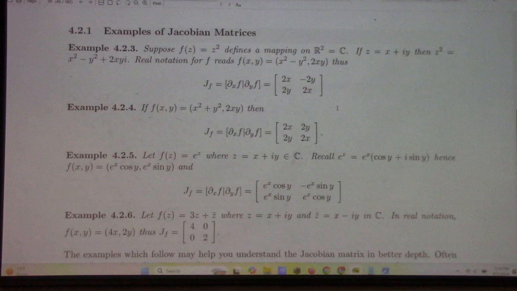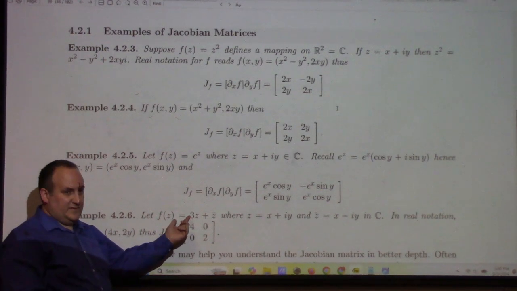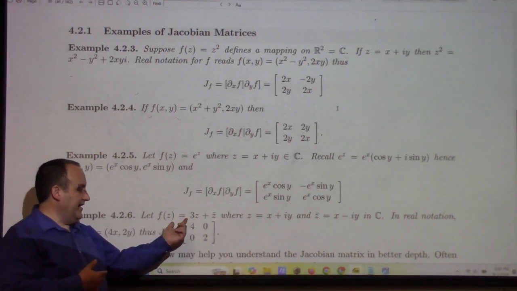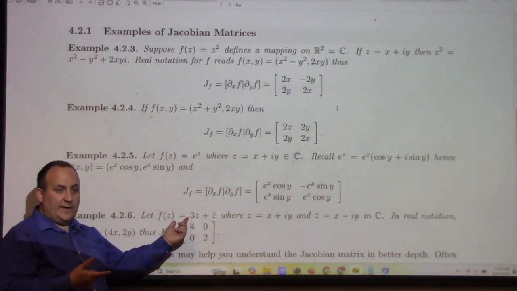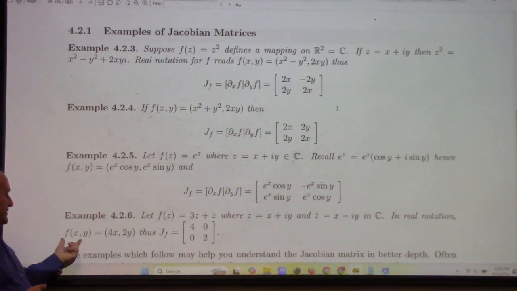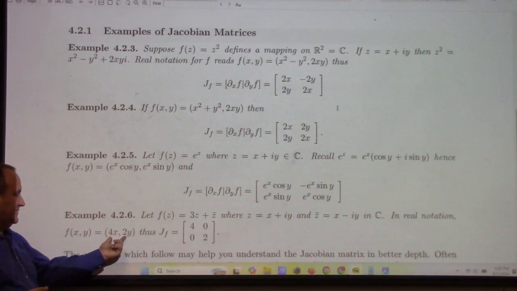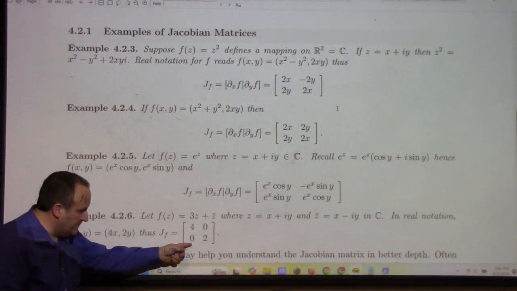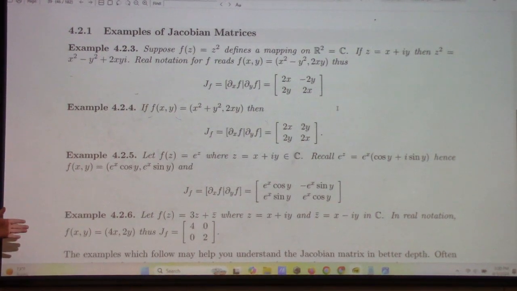And here's another one. Down here, I have 3z plus z bar. The real component of it is 4x, and the imaginary component of it is 3y minus y, so 2y. In real notation, this is just 4x comma 2y. And if I take the Jacobian matrix of that, the x derivative, the y derivative, like so. Again, not the same pattern as examples 4.23 and 4.25. Different pattern.